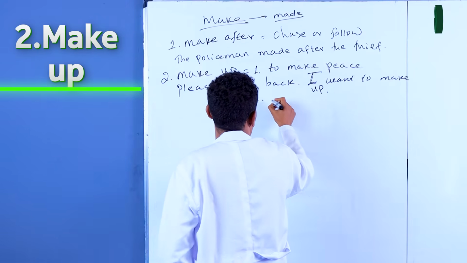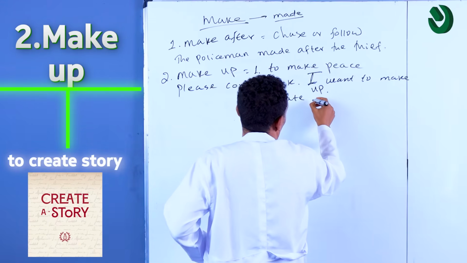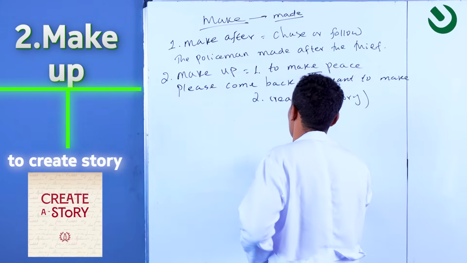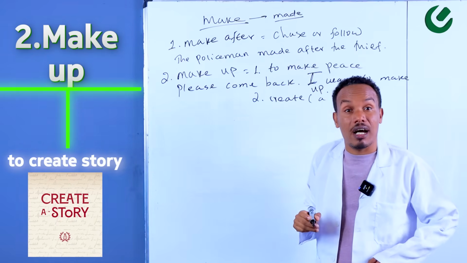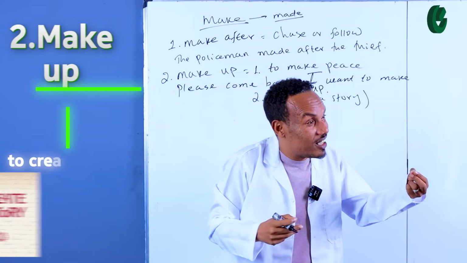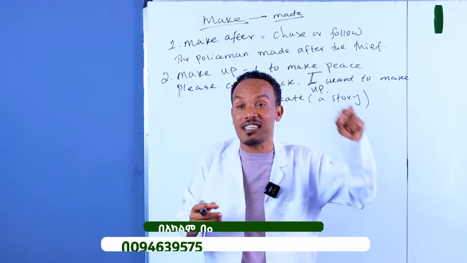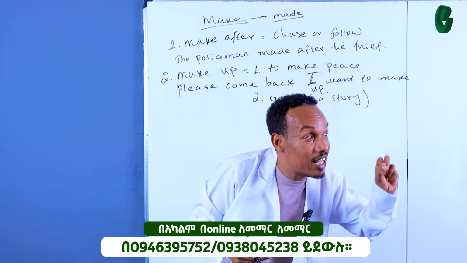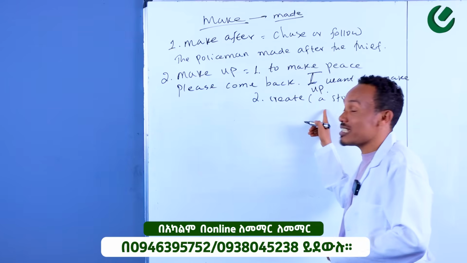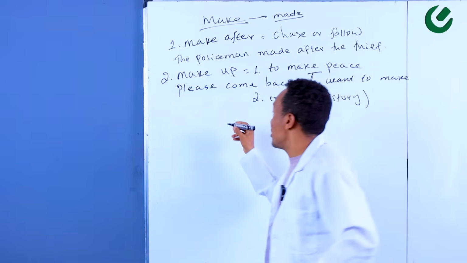And the second meaning of make up is to create your own story, to invent a story. For example, if I tell you something and you don't believe it, what can you say? This is not the fact. This is not the reality. I think you made up this story. So what do you mean by make up? To create your own story. Do you understand me?